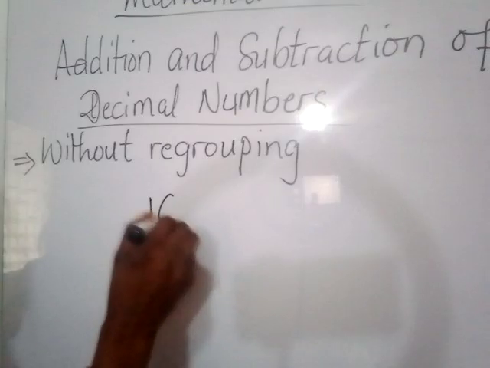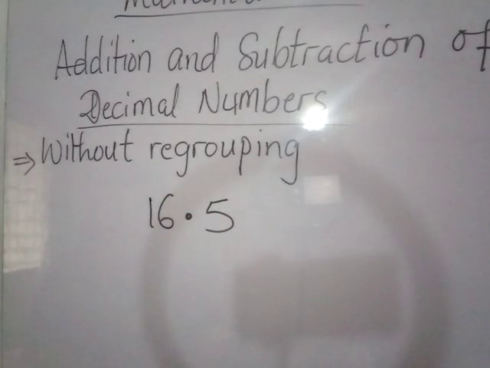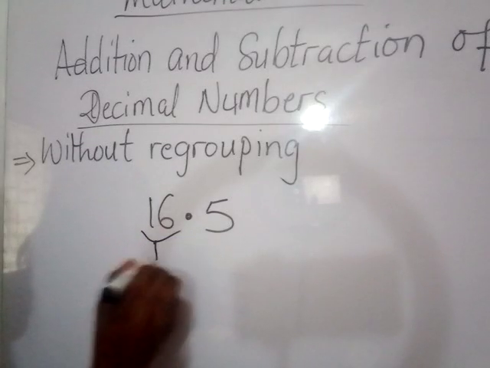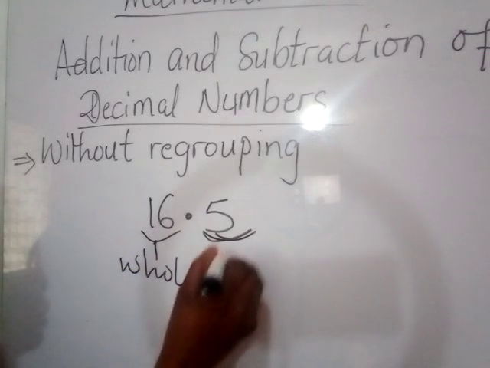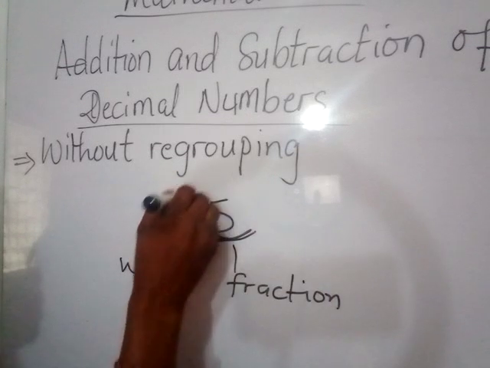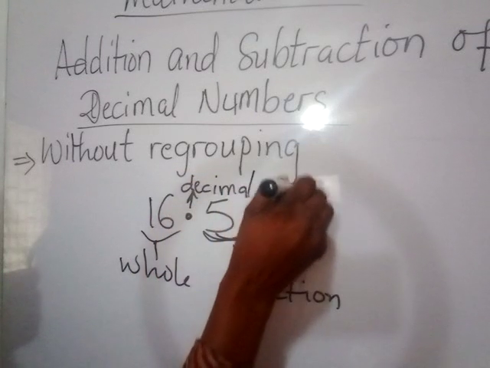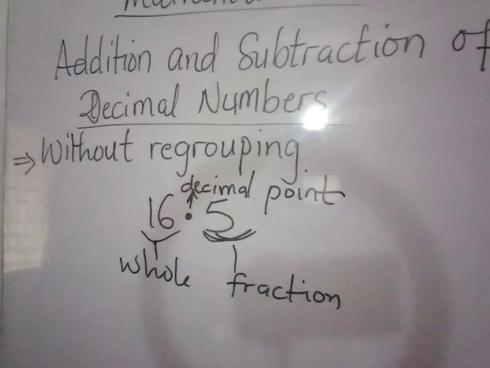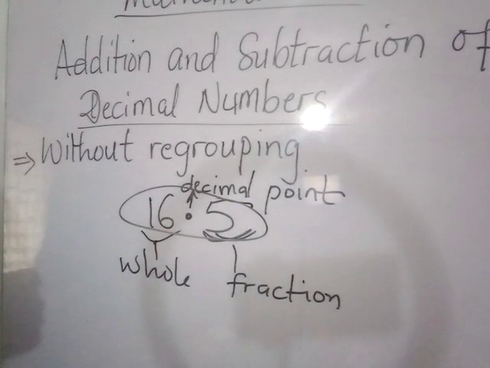For instance, you have a number like this, 16.5. The 16 here is the whole number, it is whole, complete, but this 5 is a fraction, it's not up to 1. Now in the middle you have a point. This point is called the decimal point, and this is usually what separates the whole number from the fraction. So a number like this is a decimal number.